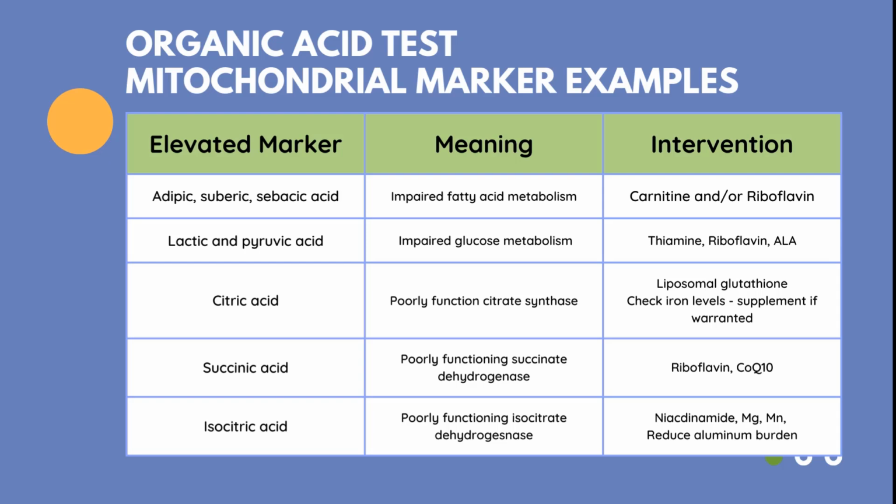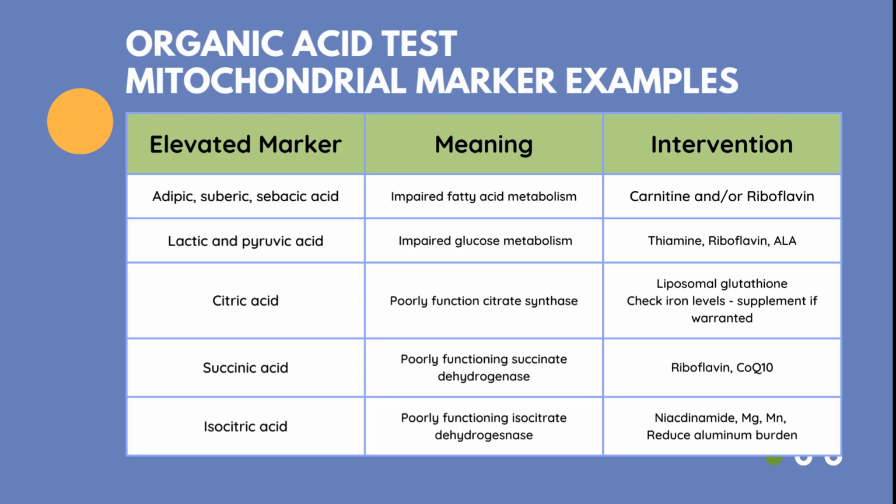Of course, lactic acid and pyruvic acid, I've gone over. The pyruvic acid indicates impaired glucose metabolism, and there's your B1, B2, and B3, thiamine and riboflavin, and ALA. Citric acid being elevated indicates a poorly functioning citrate synthase enzyme, and we know that enzyme is dependent on glutathione and iron. I typically don't give iron alone when I see a citrate synthase issue. We want to look for corroborating information. So I'll look at a ferritin, serum iron, TIBC, etc., and try to assess iron status and only supplement with iron when warranted. And then your succinic acid, of course, will indicate a need for riboflavin and CoQ10.